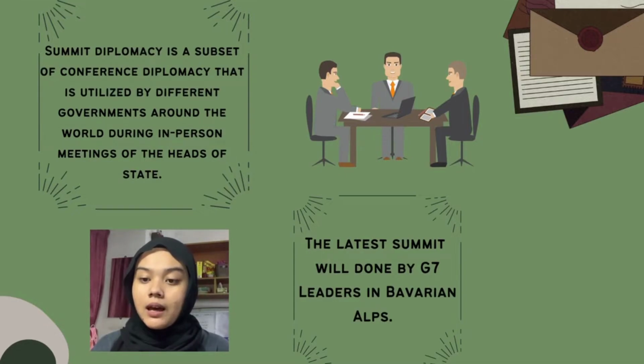For example, the latest summit was held by G7 leaders in the Bavarian Alps. The G7 leaders are Canada, Germany, France, Italy, Japan, the UK, and the US.